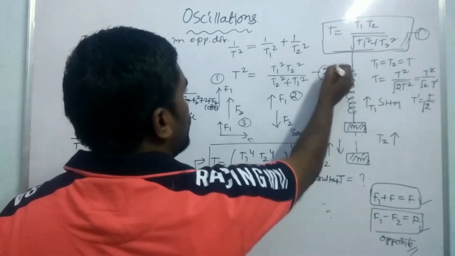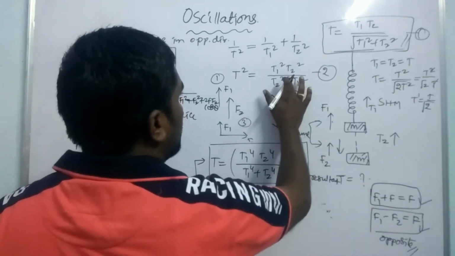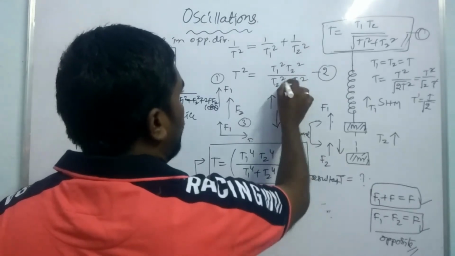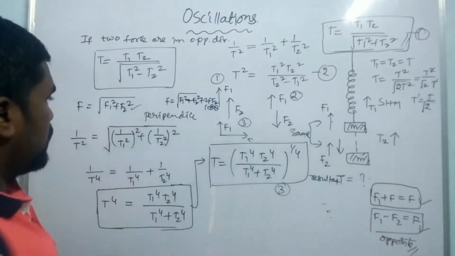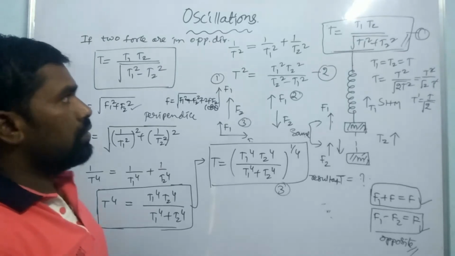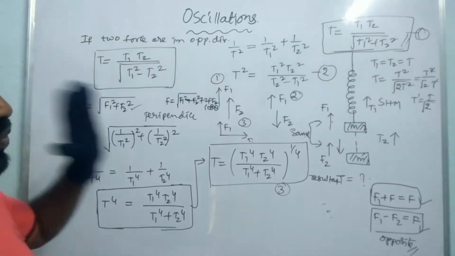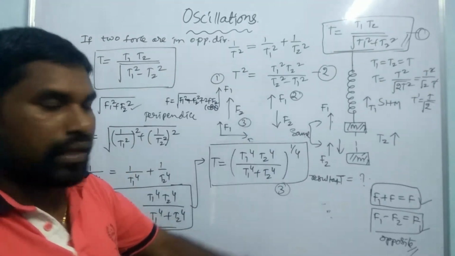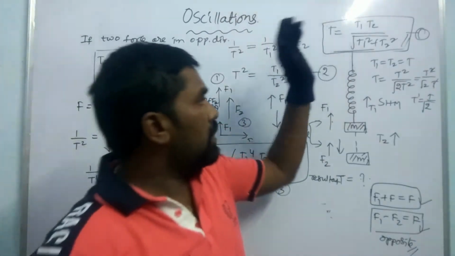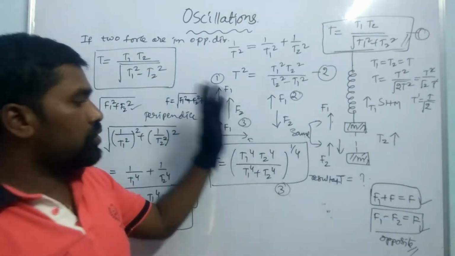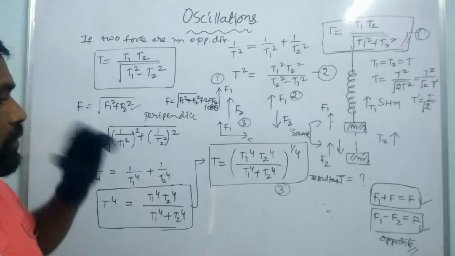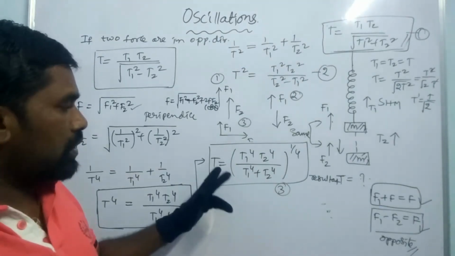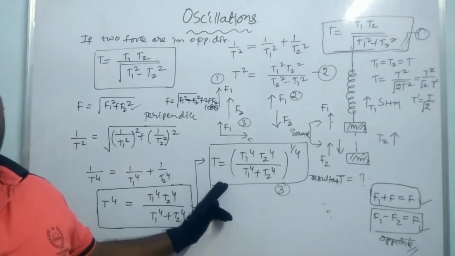When they are in opposite direction, the t should be minus here. Already we erased it. Okay, clear. So if two forces are acting in the same direction, then this is the net time period. If the two forces are acting in opposite direction, then this is the net time period. If the two forces are perpendicular to each other, this is the time period. Okay, right?